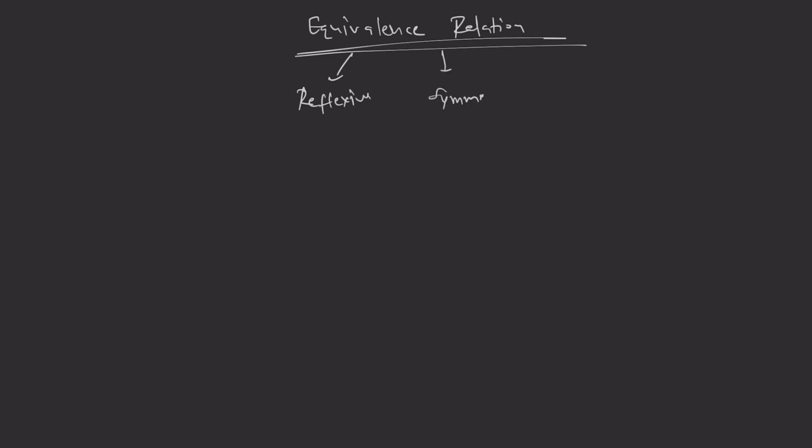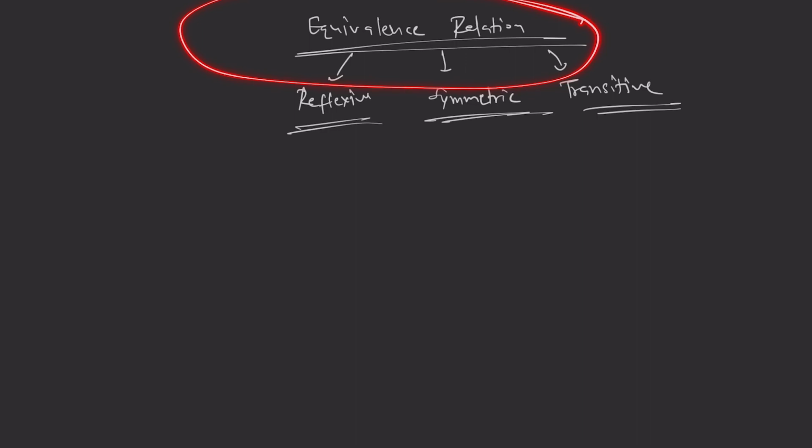So in the last lecture we learned about the equivalence relation. Okay, what is the meaning of equivalence relations? That it is reflexive, symmetric and transitive. Okay, now equivalence relation is deeply connected with the partition of a set.